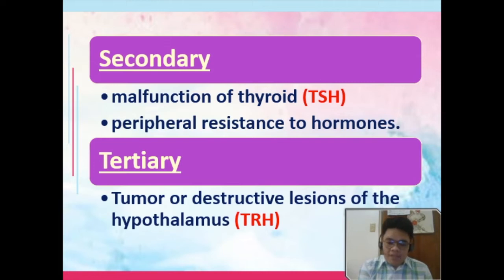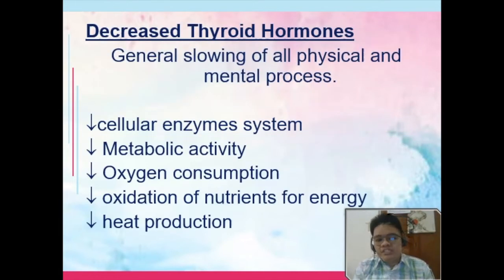As a recap, if I talk about, for example, pituitary adenoma in a patient with hypothyroidism, this would be considered as a secondary cause. Okay, this is a secondary cause. Then, the decrease of your thyroid hormones would lead to generalized slowing of all physical and mental processes. Okay, physical and mental processes, they all slow down.